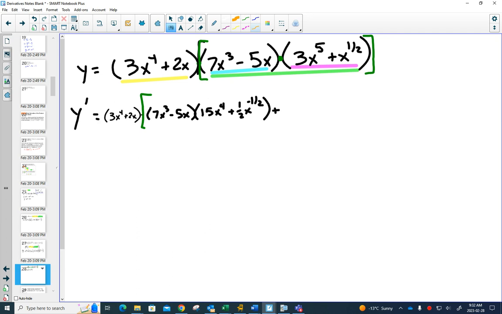plus keep the second one the same, 3x to the 5 plus x to the 1/2, multiplied by the derivative of the first one, 21x squared minus 5. Close the green bracket.